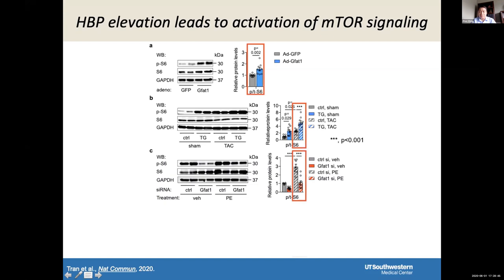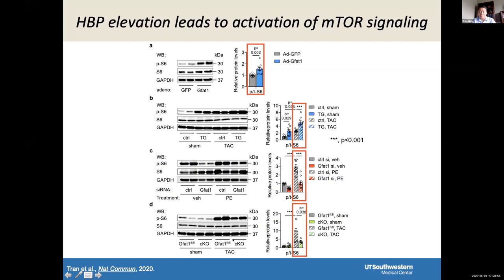any treatment or after PE treatment. At the in vivo level, knockout of G5-1 from a cardiomyocyte leading to a decrease of TAC-induced mTOR signaling. So this study suggests indeed mTOR is mediating at least partially HBP-induced hypertrophic growth.